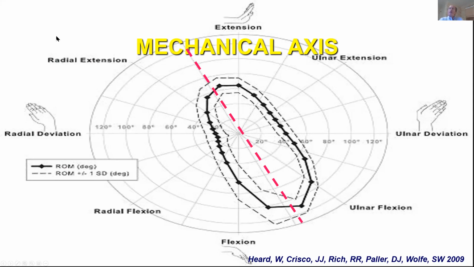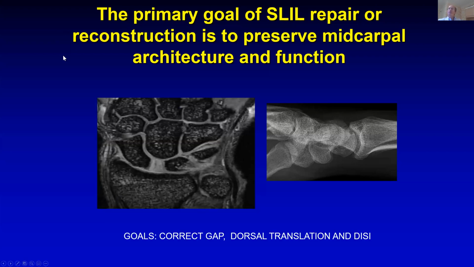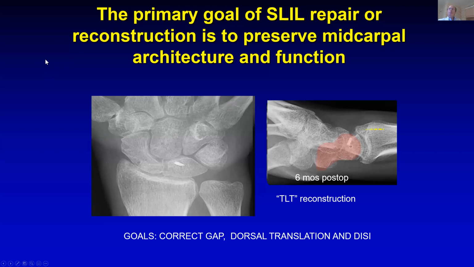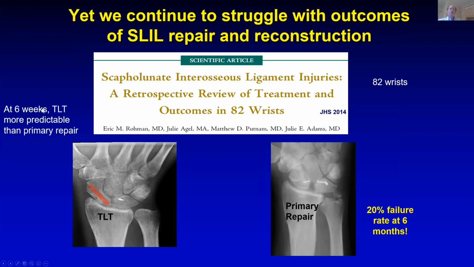So our primary goal of scapholunate ligament repair and reconstruction is to restore midcarpal architecture and function. And that is evidenced by containment of the midcarpal joints, by reuniting the proximal carpal row, and most importantly, eliminating dorsal translation. Yet, we continue to struggle with the outcomes of scapholunate ligament repair and reconstruction. In this study out of Minnesota by Julie Adams and colleagues, 82 wrists were studied, showing a 20% failure rate as early as 6 months with primary repair, and somewhat better results with ligament reconstructions.